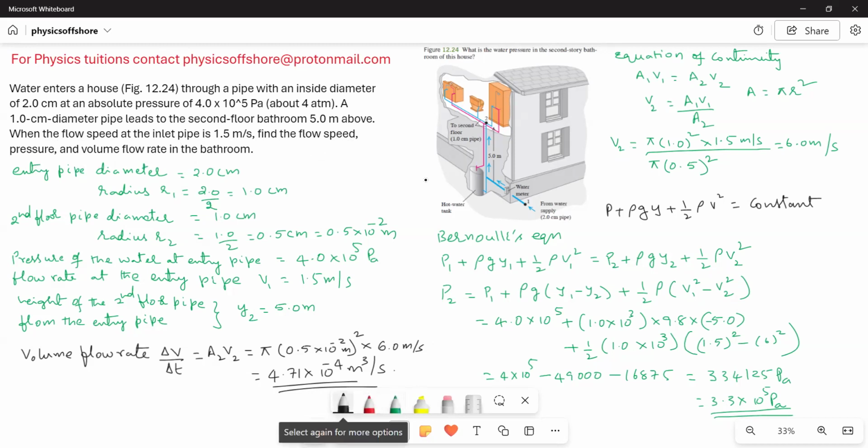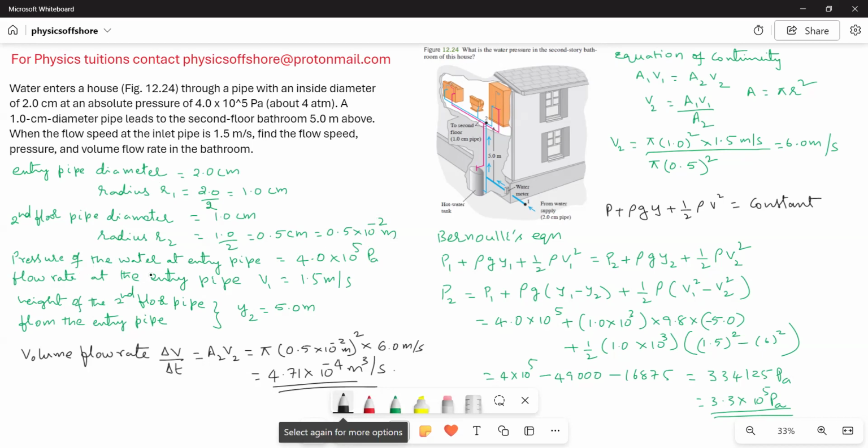Here, this is the entry pipe. So entry pipe diameter is given to us. Entry pipe diameter is 2 centimeters. So radius is equal to 1 centimeter. And then the second floor bathroom pipe diameter is given as 1 centimeter. Therefore, radius is equal to 0.5 centimeters. Converting into meters, it will be 0.5 times 10 to the power of minus 2 meters.